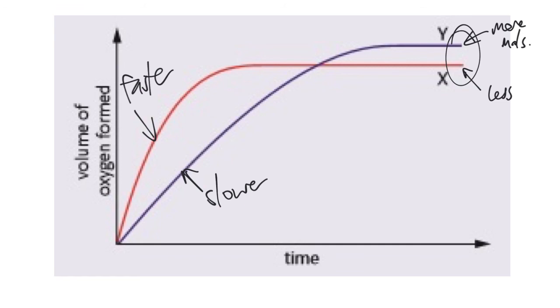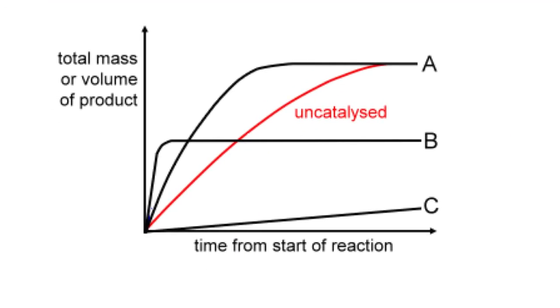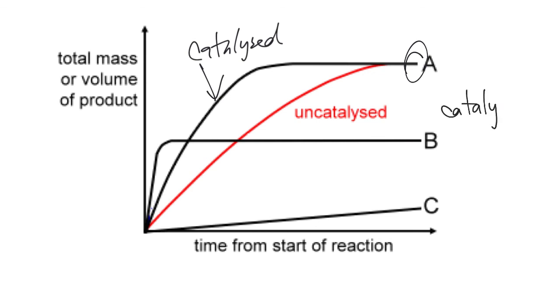Okay, then let's have a look at the last one. Okay, so here we have an uncatalyzed reaction in the red. Then my question might be which one of those is showing a catalyzed reaction with the same reactants. Okay, so if they're the same reactants, they have to end at the same place, which means that it's probably this one. And because A does have the faster rate of reaction, that means that that's very likely to be the catalyzed reaction.